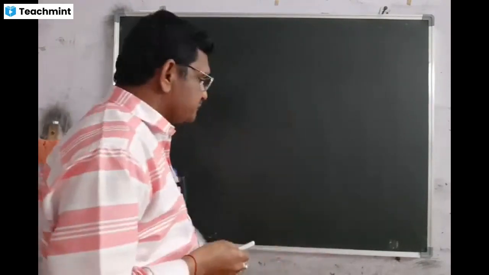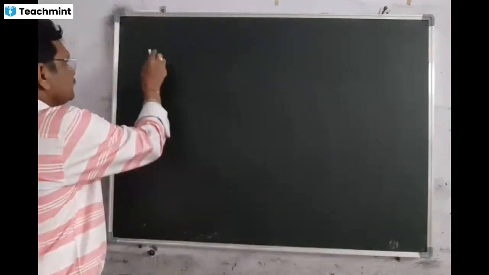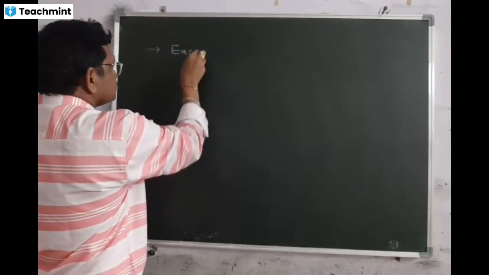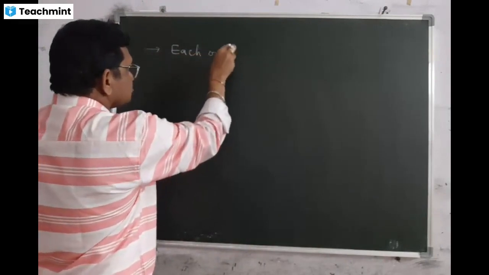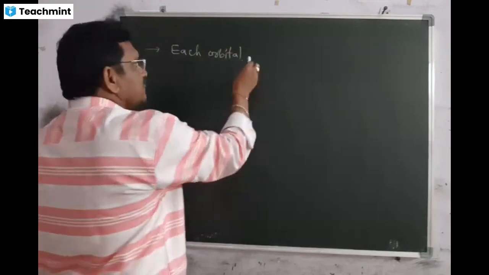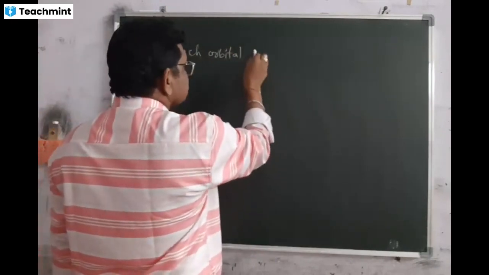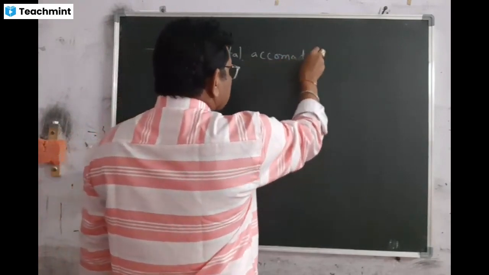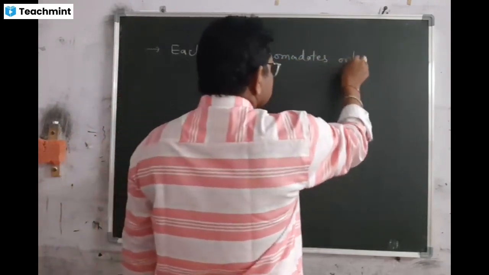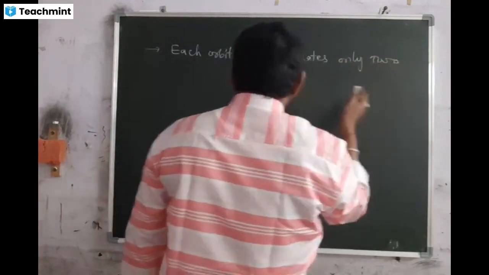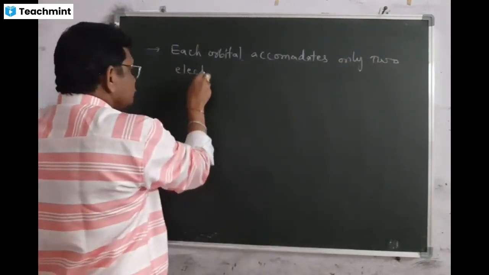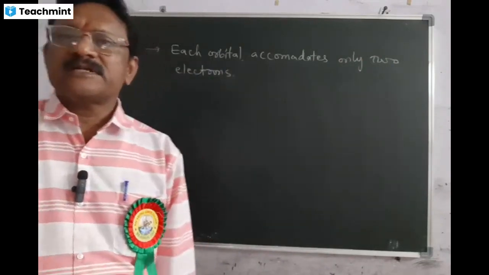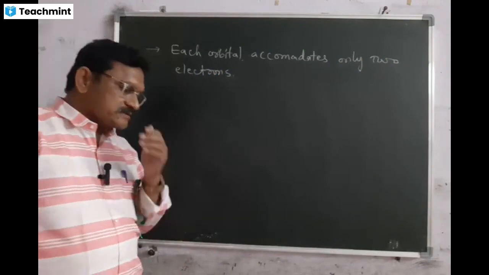Listen. As you know very well, write down: each orbital accommodates only two electrons. This point you have to remember. Each orbital accommodates only two electrons.